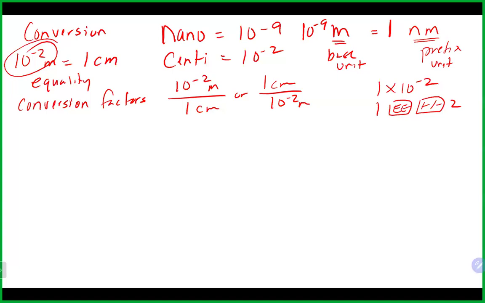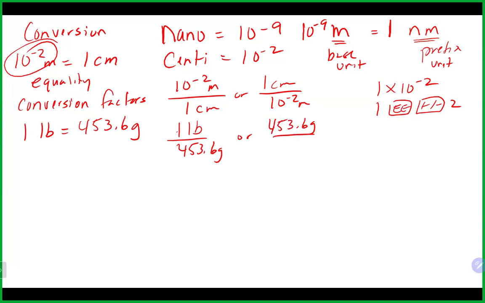We use equalities and conversion factors to do problems. For example, you could have 1 pound is equal to 453.6 grams. In this particular case, we would have 1 pound on top and 453.6 grams on the bottom, or 453.6 grams over 1 pound. We set it up this way using dimensional analysis, right? Using conversion factors so that units cancel. So that was a big thing out of chapter 2, and that is basically how they want you to show all your work in chemistry.